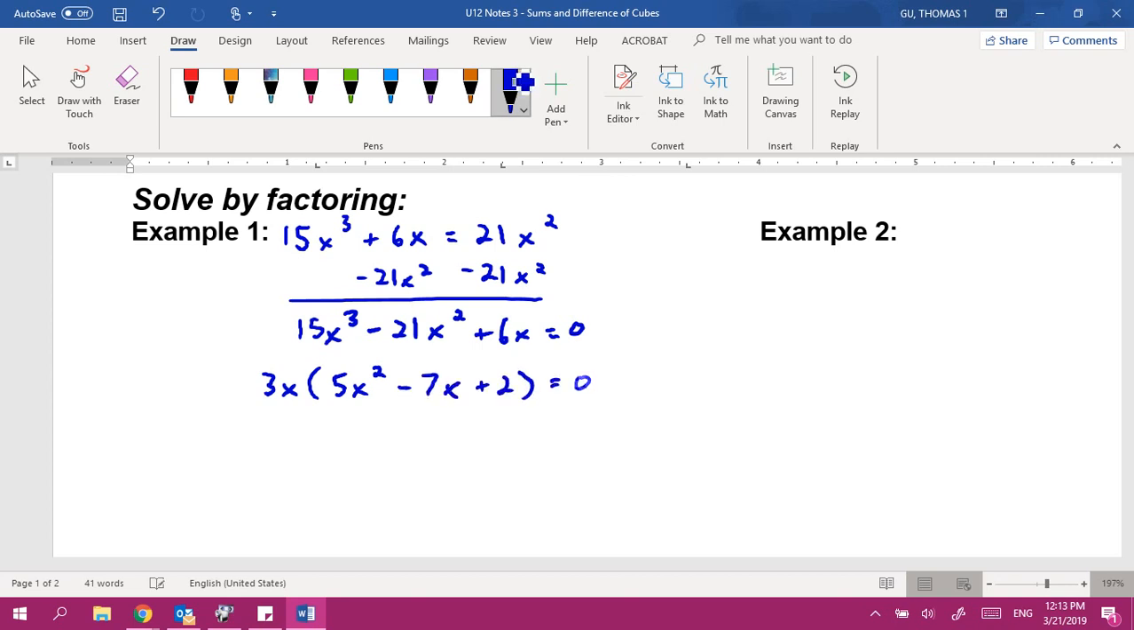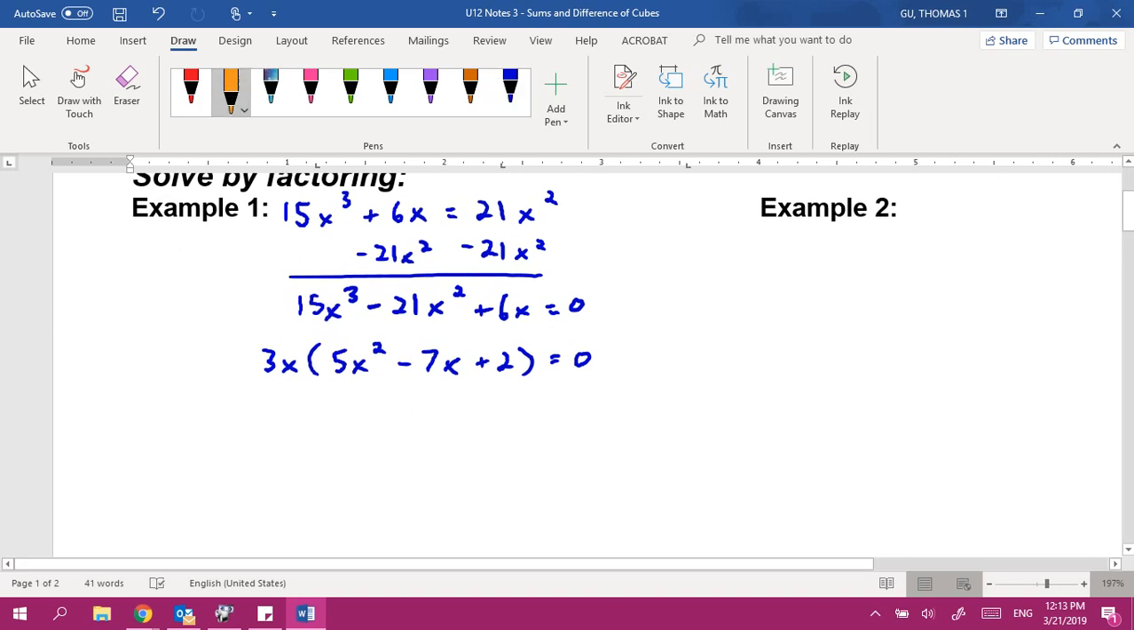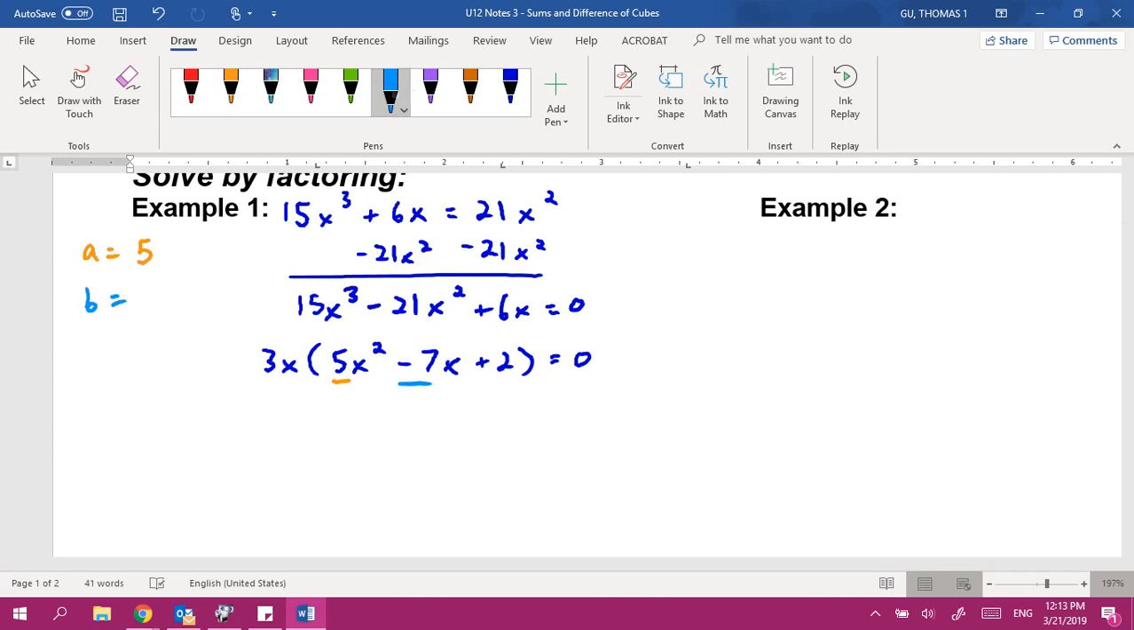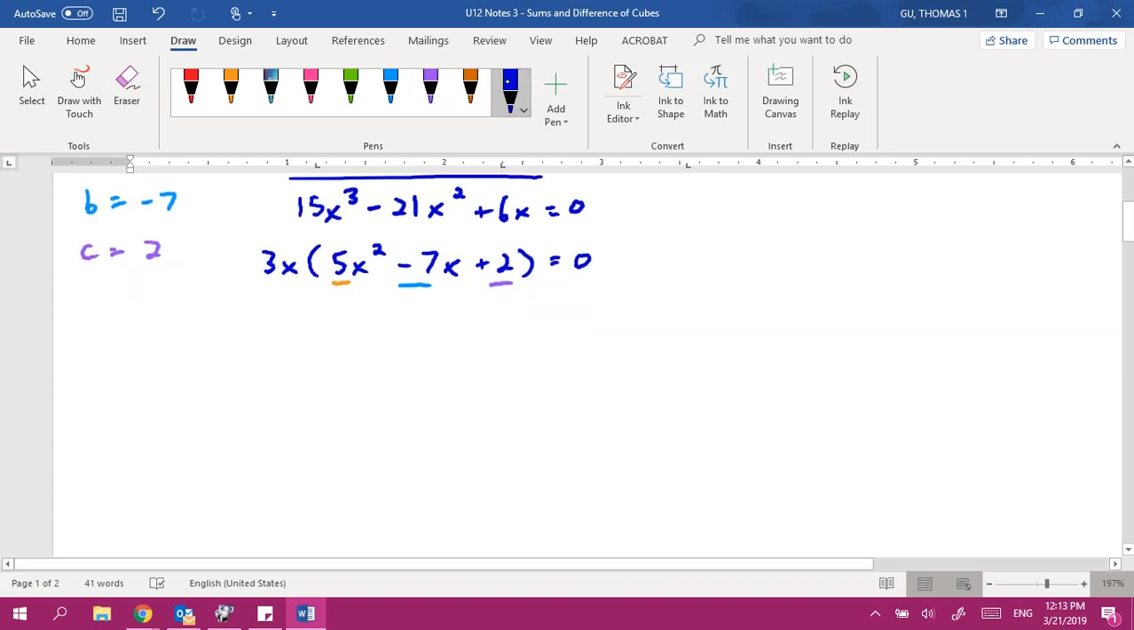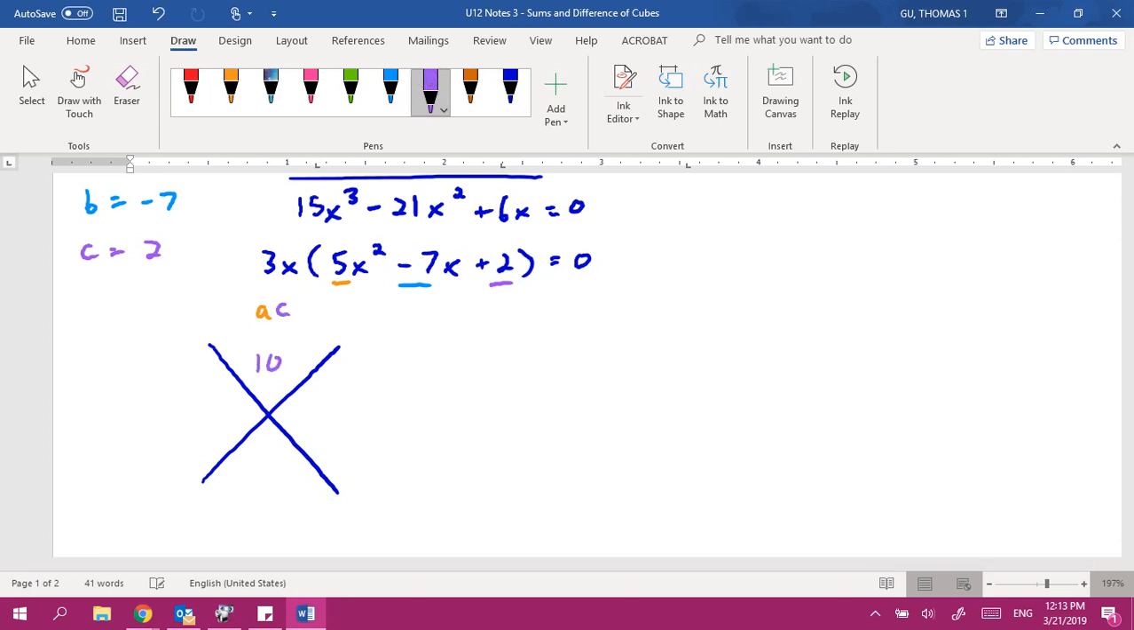Equals 0. And now we're ready to do the Xbox method. So what is my A value here? 5. What's the B value? Negative 7. And what is the C value? 2. So let's draw the Xbox over here. Boom, boom. What's going to go on the top? Which is 10. And what's going to go on the bottom? Negative 7, which was our B value.